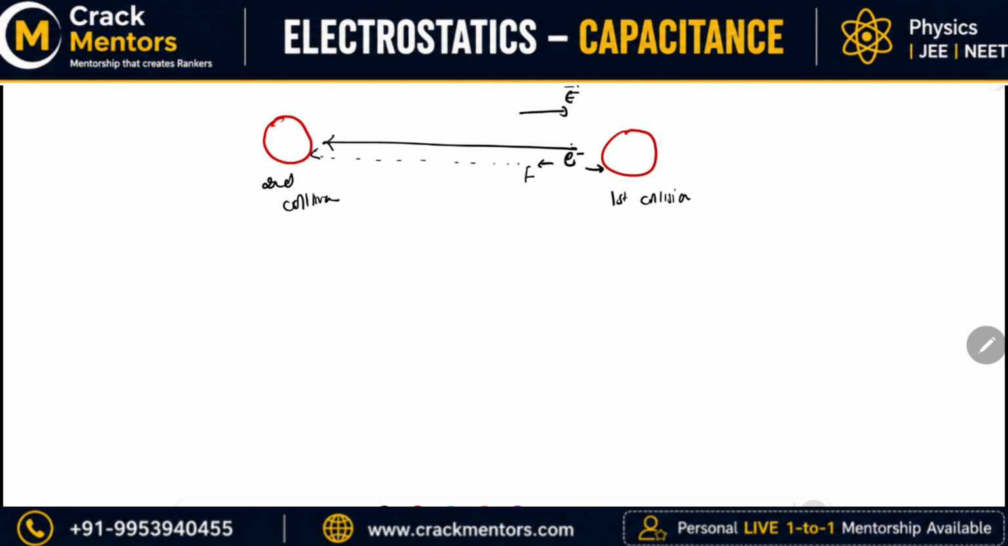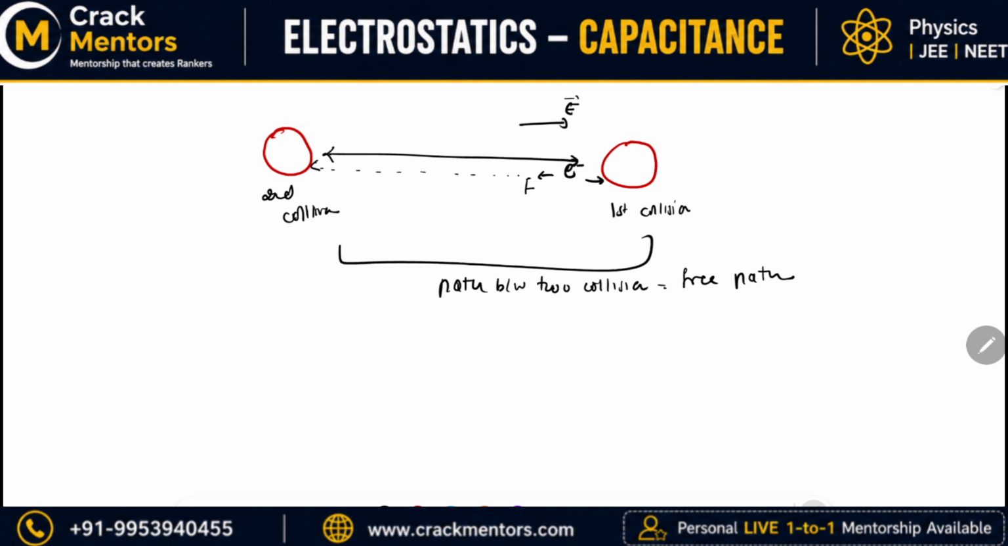The path between two successive collisions is known as the free path, because that is the moment where the electron is not colliding at all. So this is the time for the electron to relax. This is the relaxation time of the electron, the relaxation time between two successive collisions.